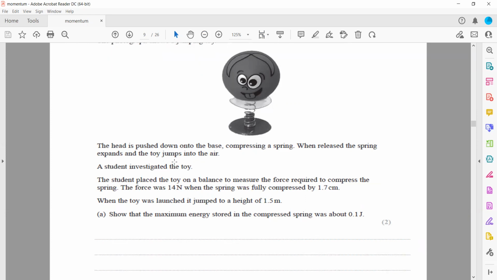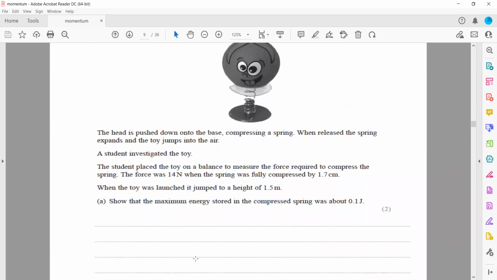A student investigated the toy. The student places the toy onto a balance to measure the force required to compress the spring. The force was 14 Newton when the spring was fully compressed by 1.7 centimeter. When the toy was launched, it jumped to a height of 1.5 meters. Show that the maximum energy stored in the compressed spring is about 0.1 joules.